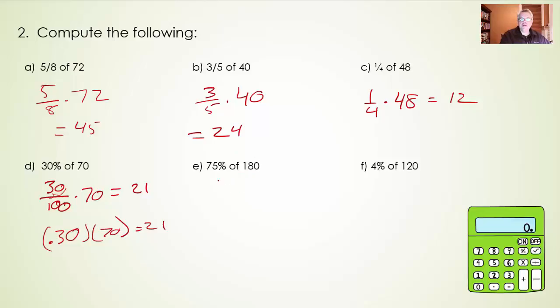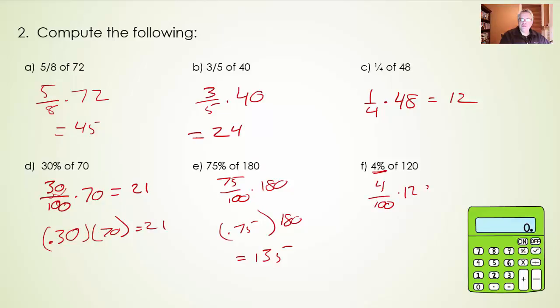So 75% of 180, we could do this as 75 over 100 times 180, because that's what it means. Or save ourselves a little trouble, just do 0.75. 75 hundredths is 0.75 times 180, and you get 135. Be careful when it's a single digit percent. That's 4 hundredths times 120, which is the same as 0.04. That's 4 hundredths. 4 is in the hundredths spot, times 120. So you could do it either way, and you'll get 4.8. So it's a little quicker this way, and maybe you know some even quicker shortcuts.